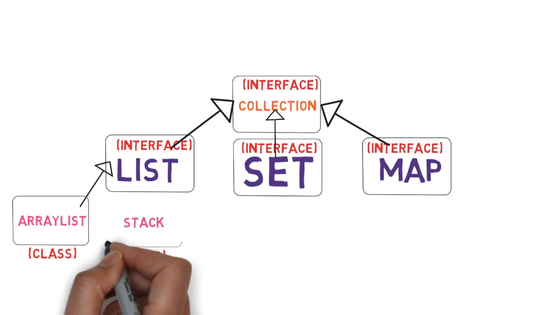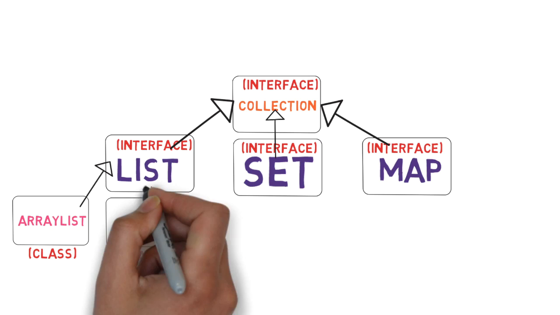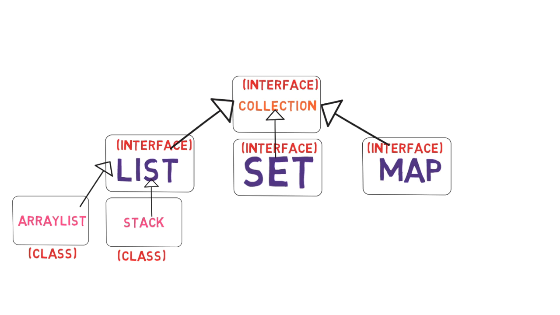Another example of a list is a Stack. This is a special-purpose list. If you think about it, the way you operate with a stack is to add elements on the top of the stack and pop those elements out in last in, first out order. A Stack is also an example of a list.